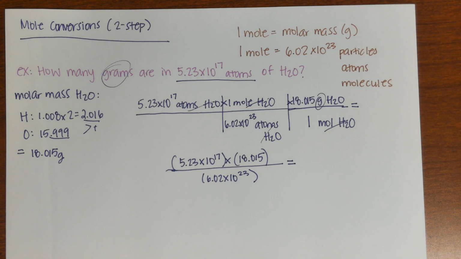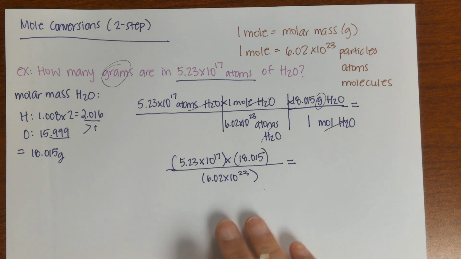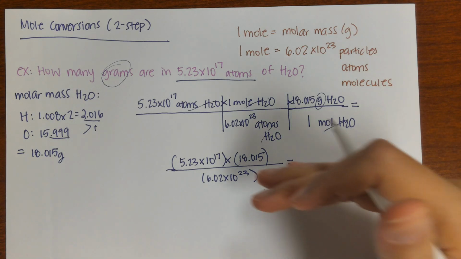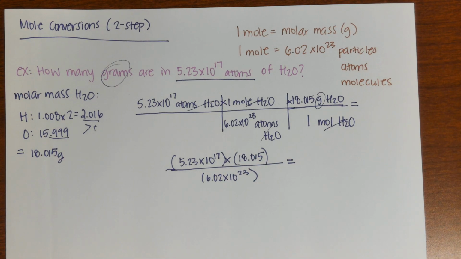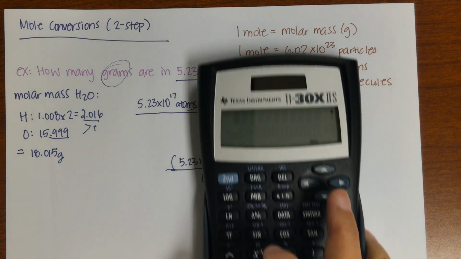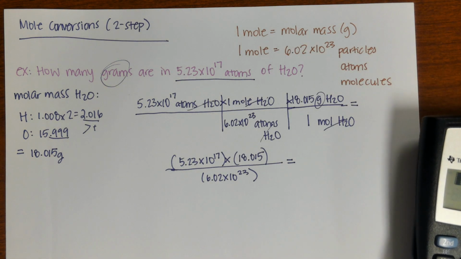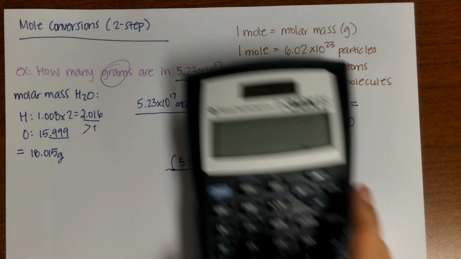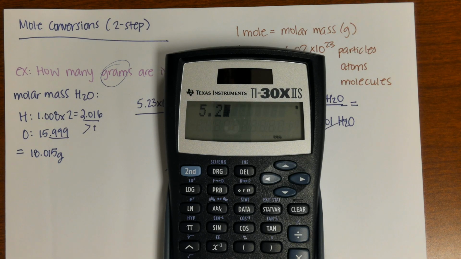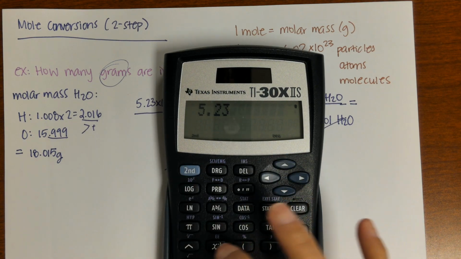I also recommend putting it into the calculator step by step. Don't punch it in all at once, because depending on the calculator, sometimes calculators don't know how to do PEMDAS correctly. So I'll just go ahead and do the multiplication first.